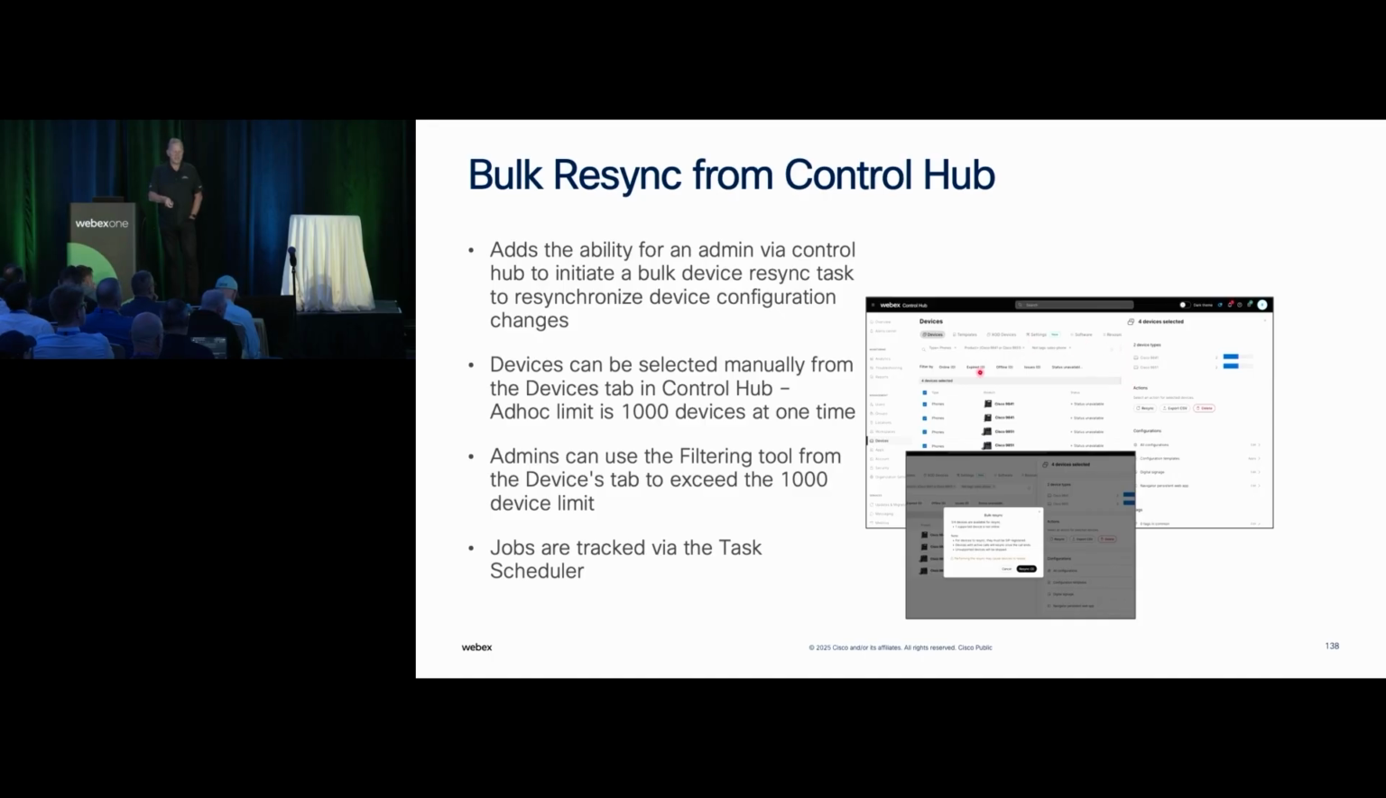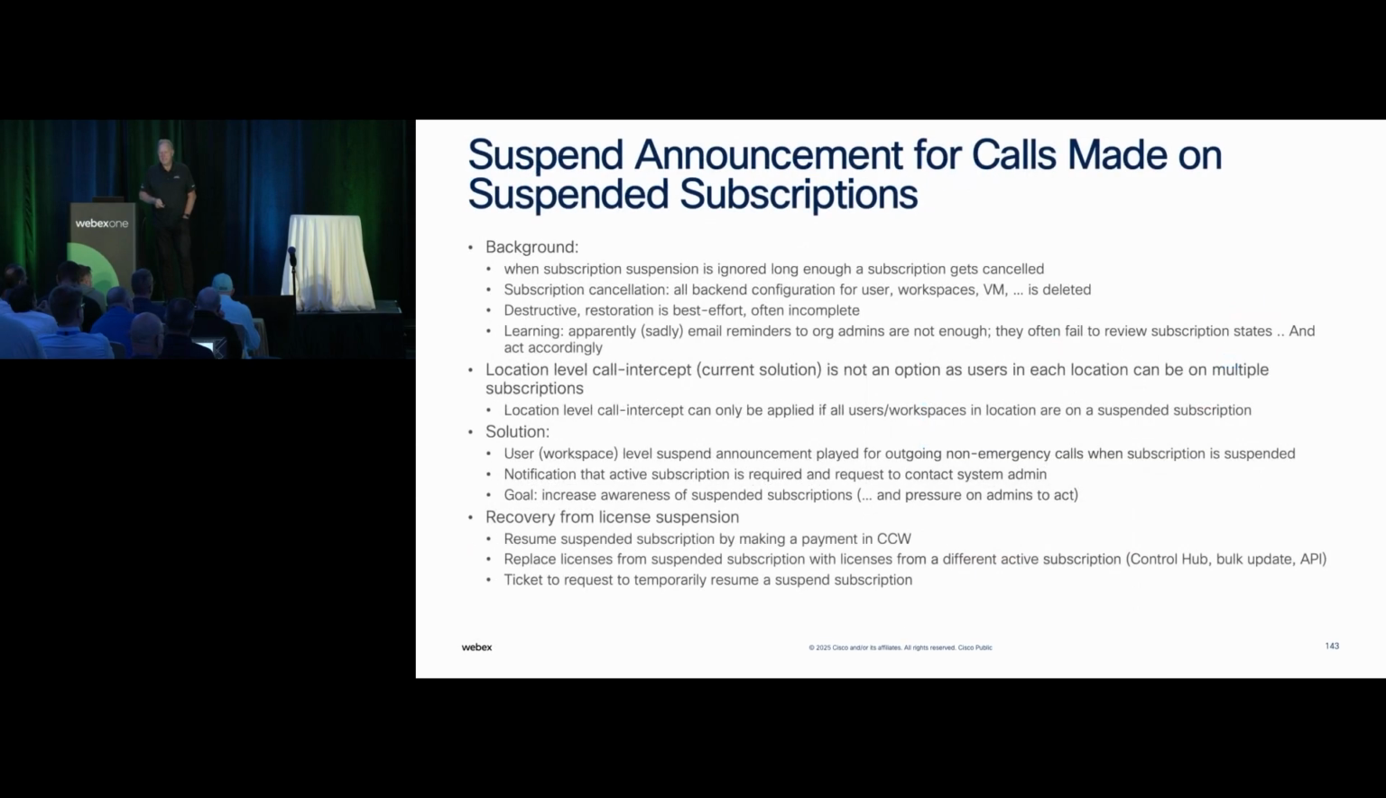In the Devices tab in Control Hub, you can use the search functionality here, search for device types, location types, tags, and whatnot. And then for the set of devices that's displayed, you can select them all and then do a bulk resync and ask all of these devices to pull their configuration from the system. And it can be up to 1,000 devices at a time. And that basically kicks off a job to update the device settings, and the job's progress you can then track via the task scheduler in Control Hub.